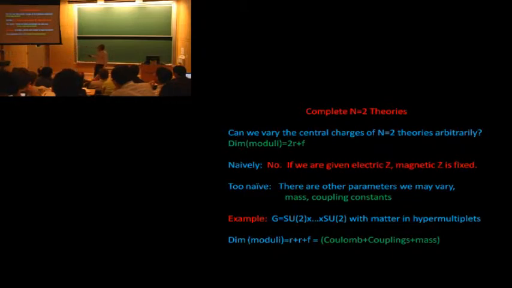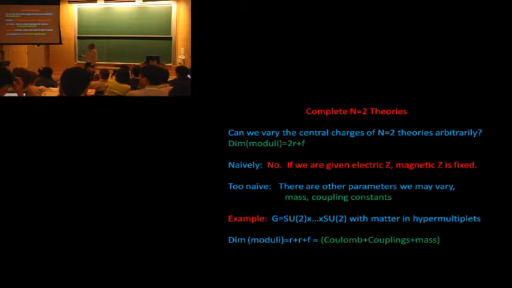So in fact, the dimension of the moduli space would be 2r plus f. Namely, for each node, you have a choice of a complex number. So you have a 2r plus f dimensional complex moduli. Now, of course, naively, you would think that if you specify the electric charges, the magnetic ones are fixed by special geometry, the A periods determining the dual periods. That would be true if the theory is compact, but if it's not compact, you have extra parameters like masses, coupling constants, and all that, which could vary. And so this could be bigger than r, but the question is, could it be as big as 2r plus f? And it turns out, at least for SU2 gauge theories with hypermultiplets, this will be 2r plus f dimensional.